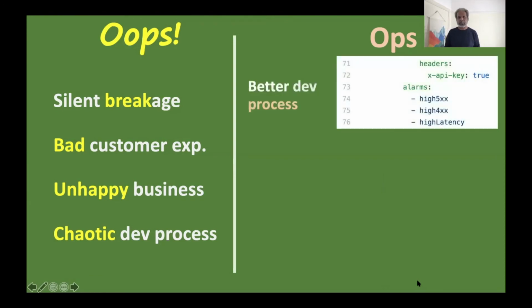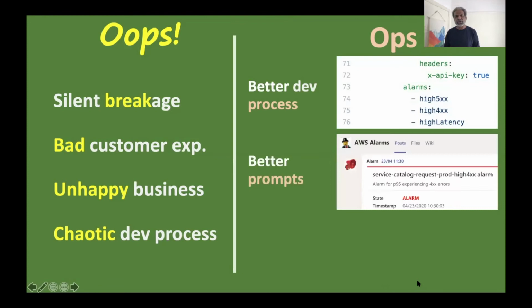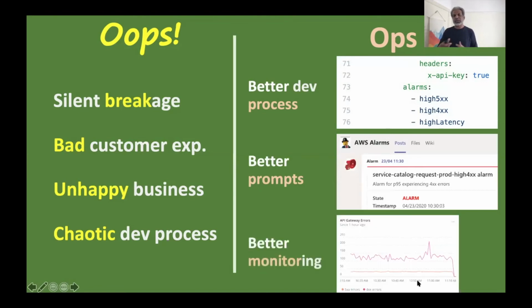Again, better process. So you set up the necessary alarms and things to make sure that you get notified when there is a 500 or 400x failures from the API. And also, better prompts, like I mentioned earlier, have the channels to report the failures accordingly. And better monitoring, of course. So this also blends with the previous alerting mechanism, so that you know exactly what's going on.